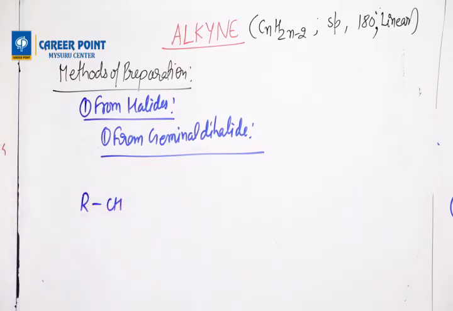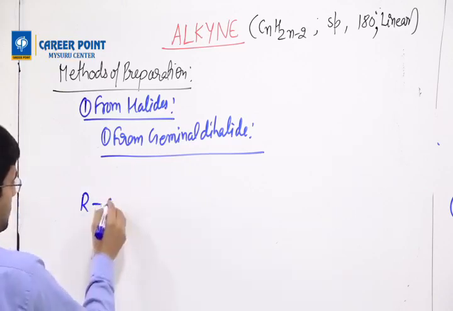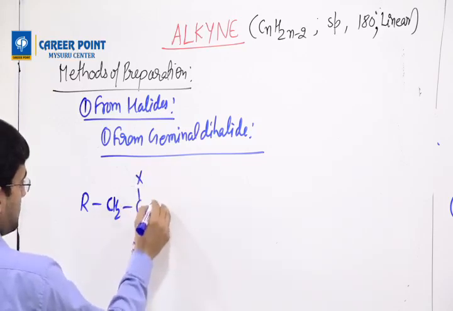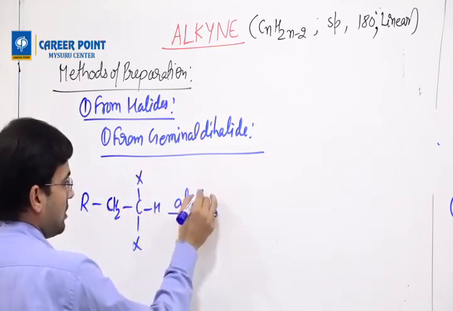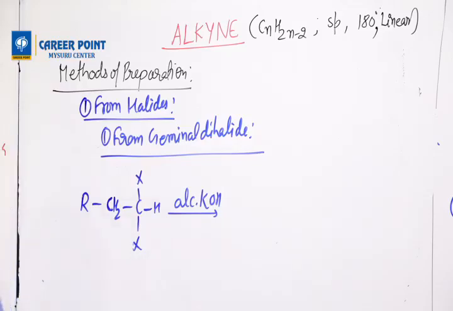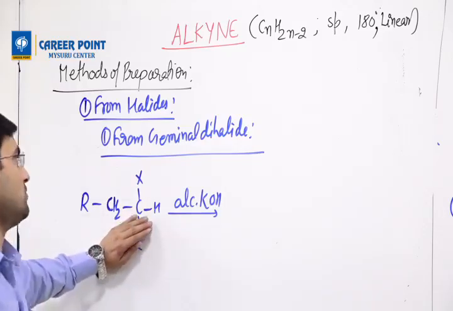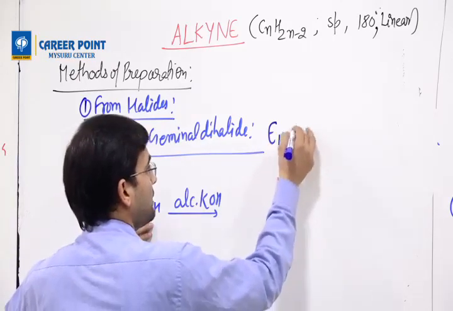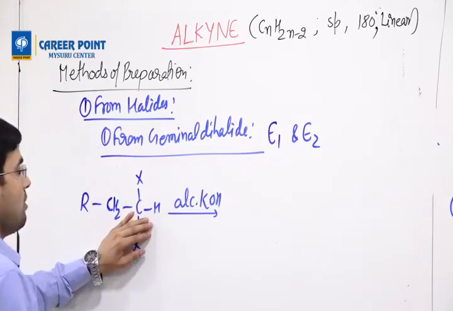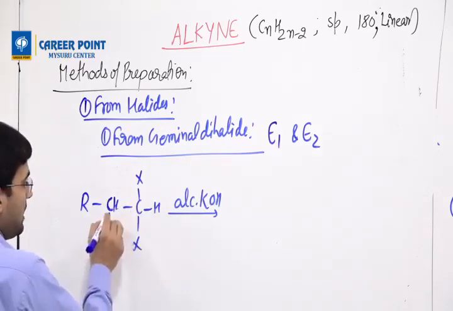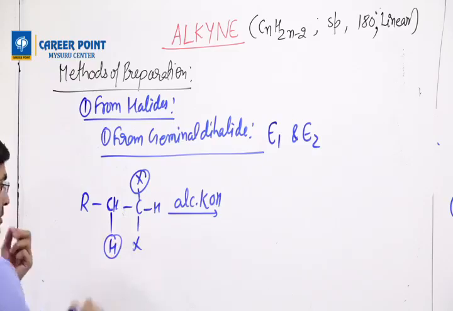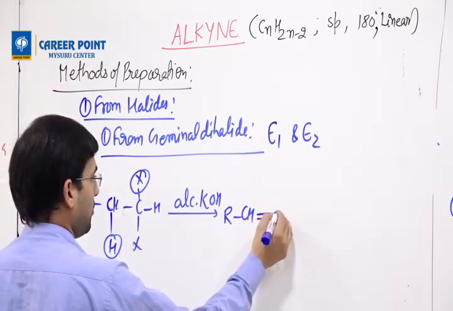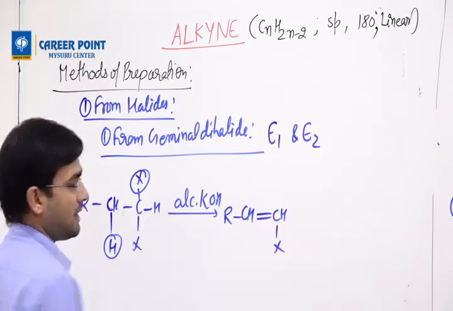RCH2 X and H. We take a reagent called alcoholic KOH. I've taught you this reaction with one halogen; we formed an alkene. We did the E1 and E2 mechanism, if you remember. So one X and one H will go. Then I'll have R, CH, double bond, CH, X.